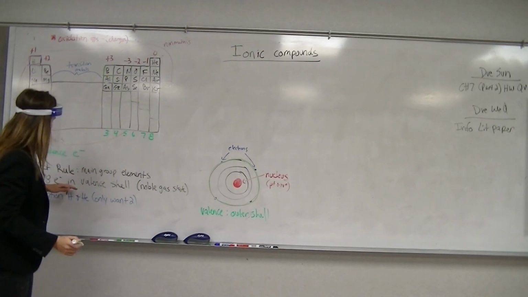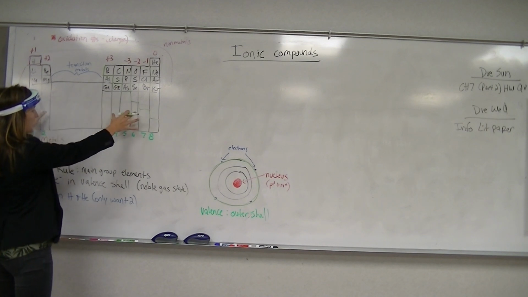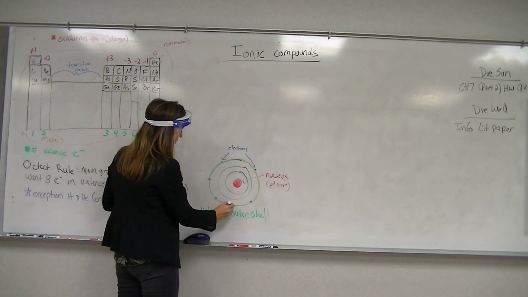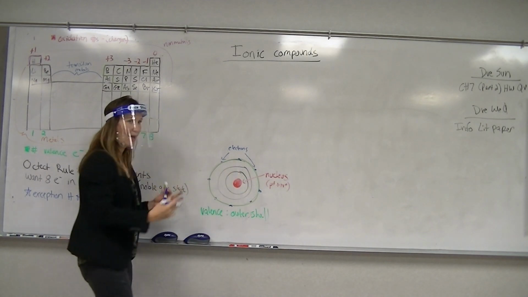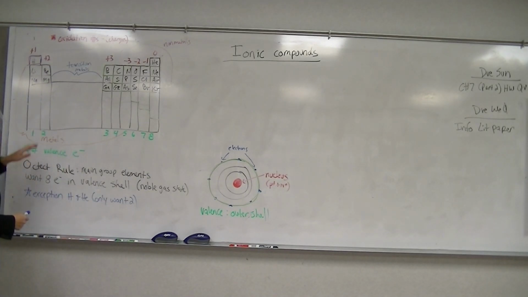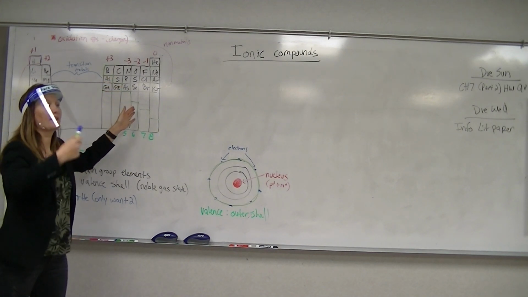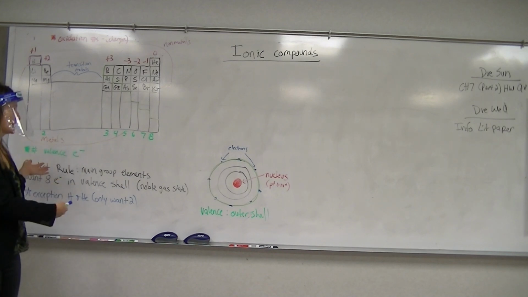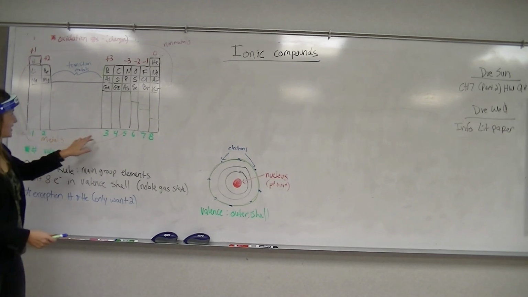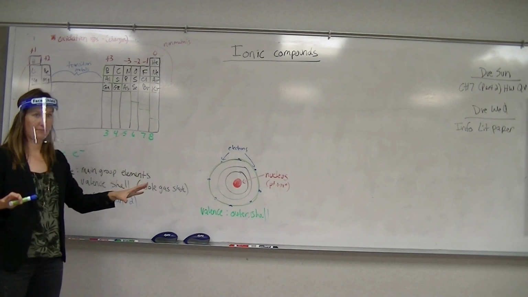So the octet rule is saying that all of the main group, just the main group ones, so here and here, not the transition metals, all the main group ones want 8 electrons in their valence shell. That's what makes them the most stable. So if they have 8, now they're happy, everything is good. So the reason for these charges is because these elements get these charges to fulfill the octet rule. For instance, let's look on the bottom here in green.